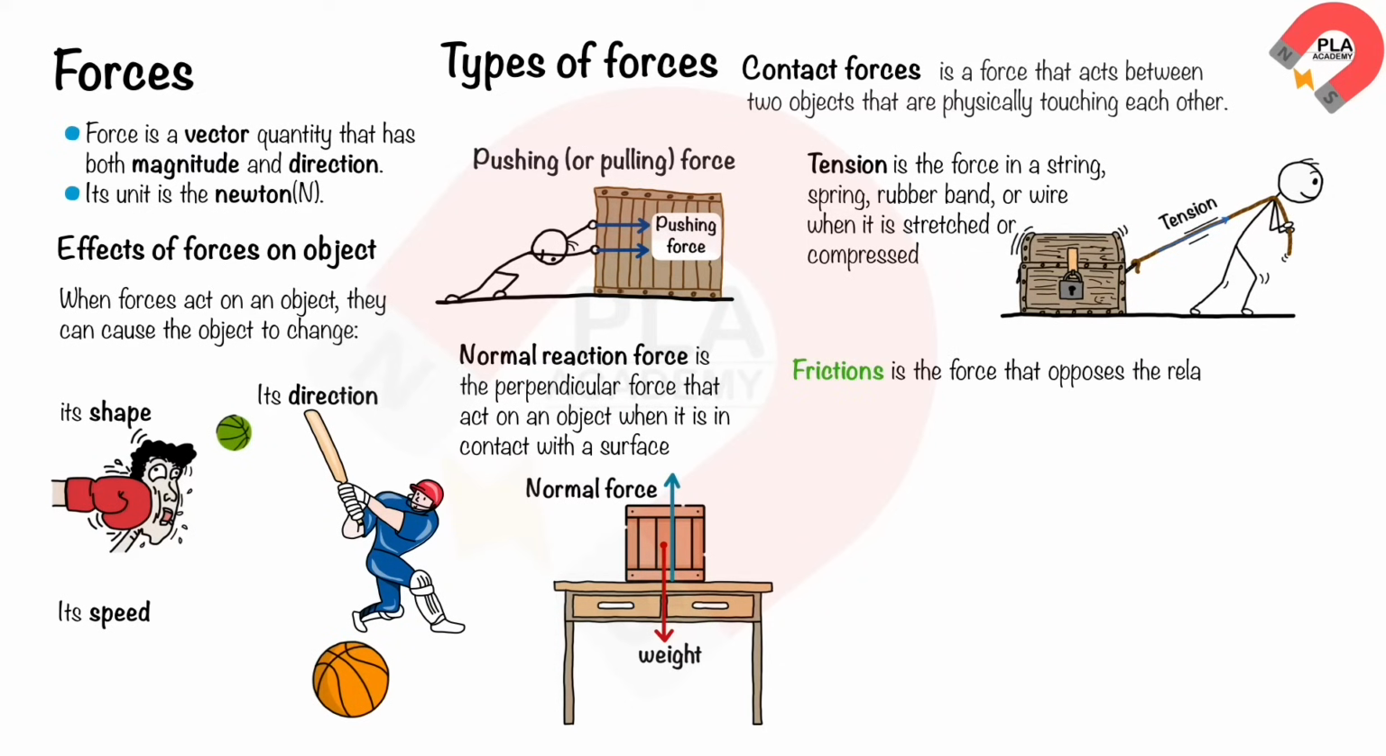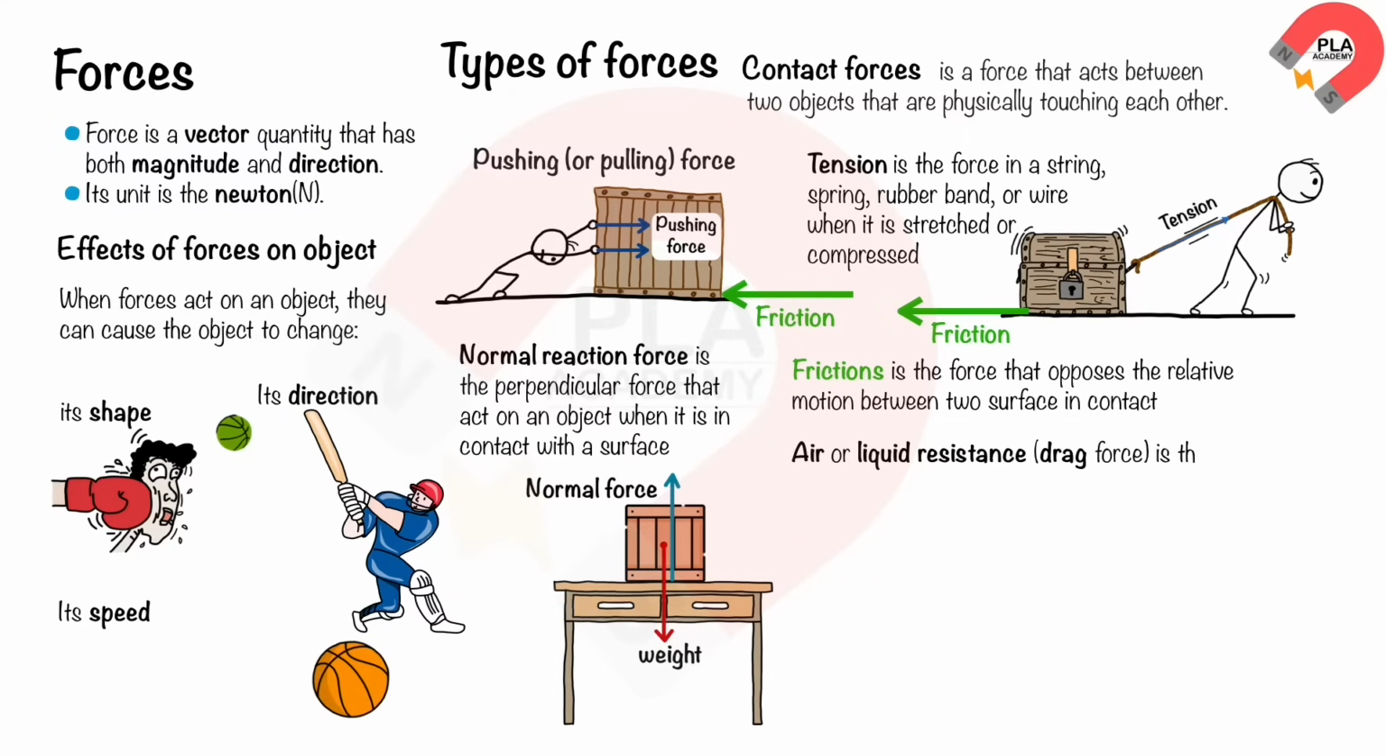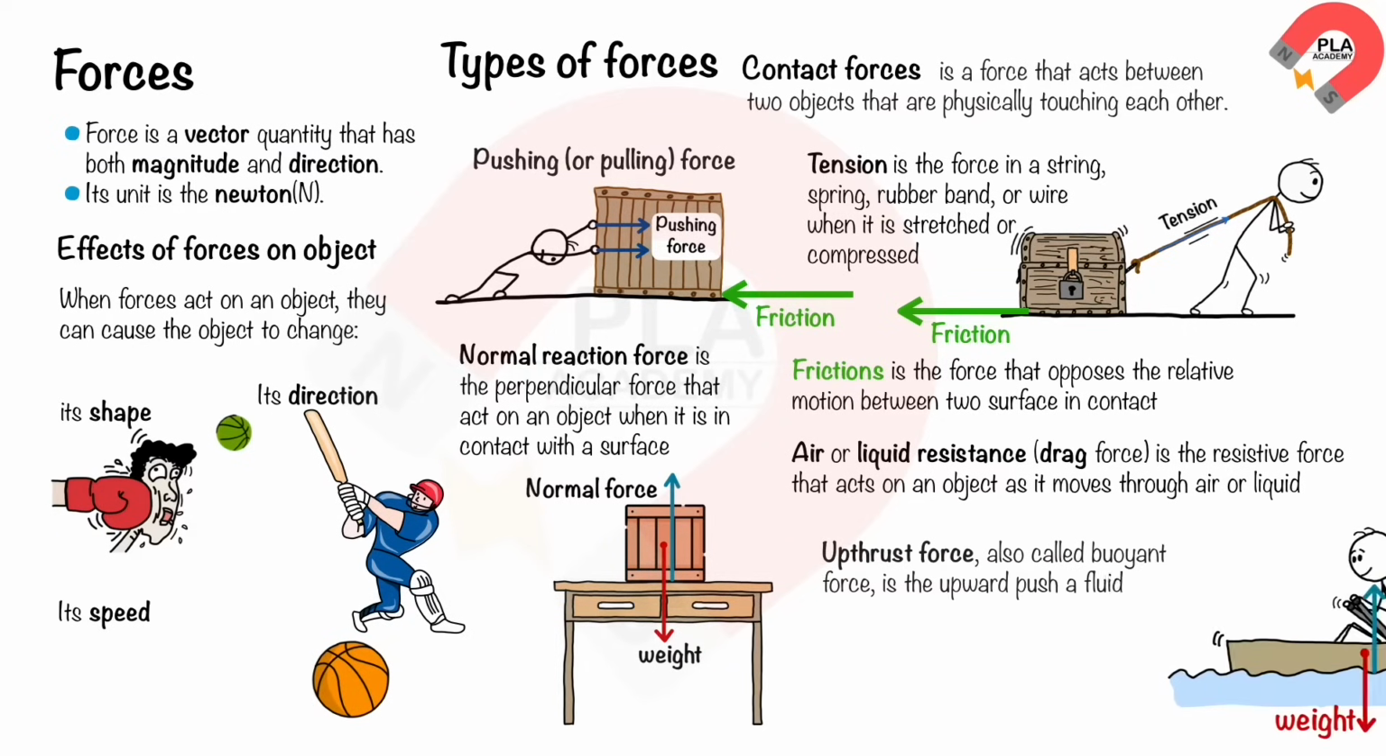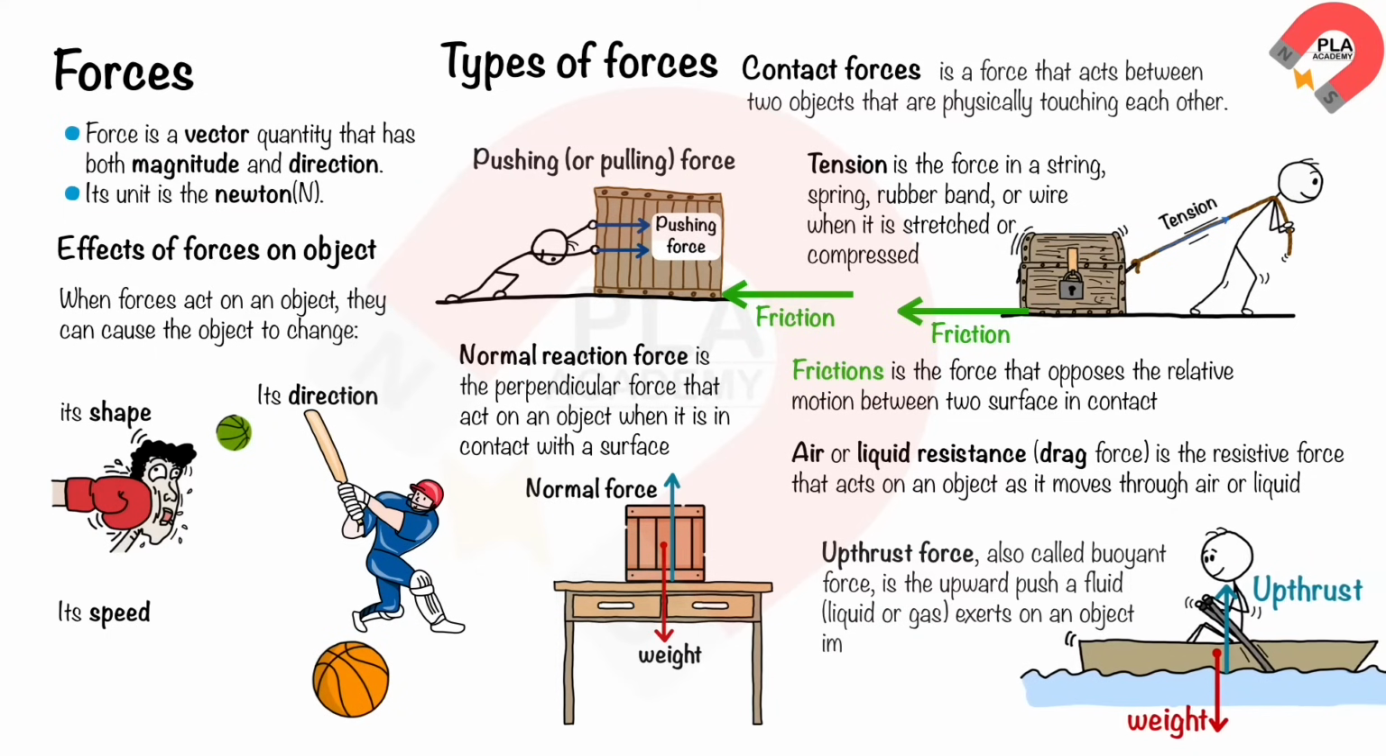Friction is the force that opposes the relative motion between two surfaces in contact. When you push a box, or pull a box along the floor with a rope, friction acts in the opposite direction of your applied force. Air or liquid resistance, also known as drag force, is a resistive force that acts on an object moving through air or liquid. Upthrust force, or buoyancy force, is the upward force that acts on an object that is partially or fully submerged in a fluid.